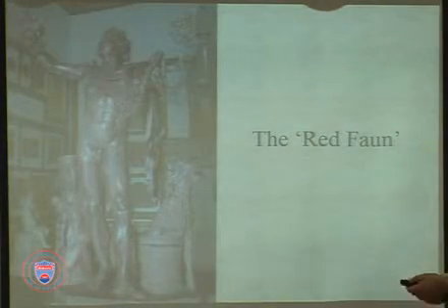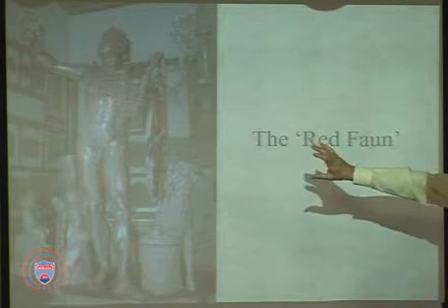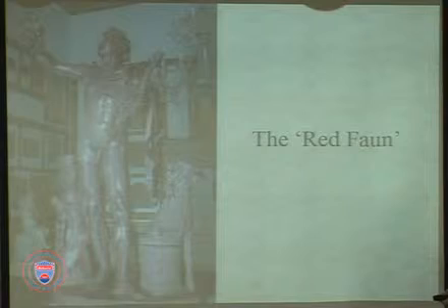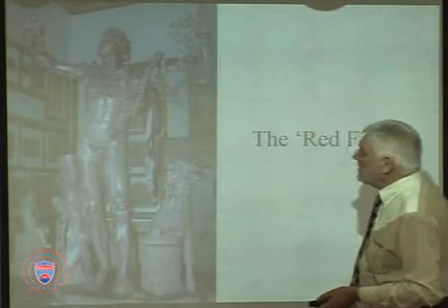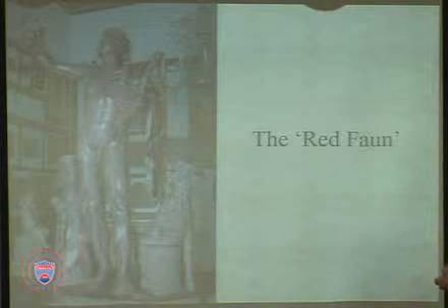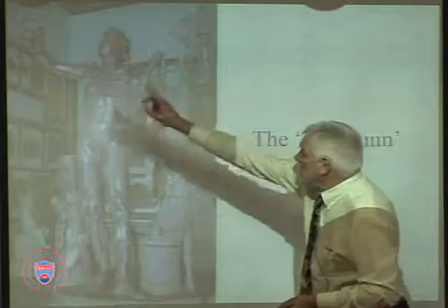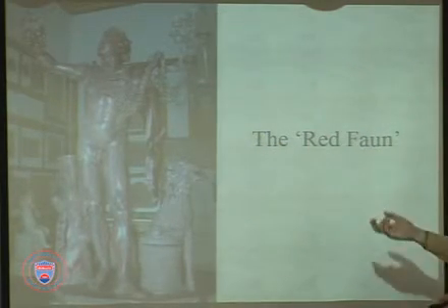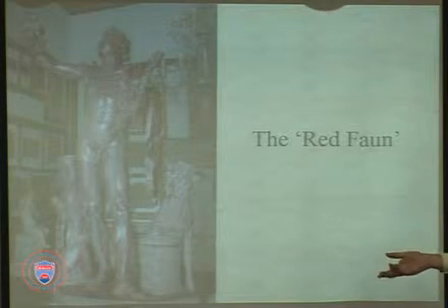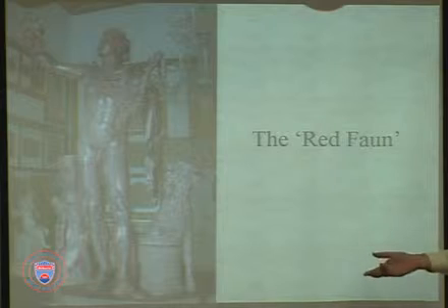You've got this wonderful example, the red fawn. Now, a lot of this has been restored in the 18th century. You can see where the join marks are, because some of these statues had been broken up for reuse elsewhere. So his right arm's been completely restored there. Again, it's a classical work. Is it an original? Probably not.